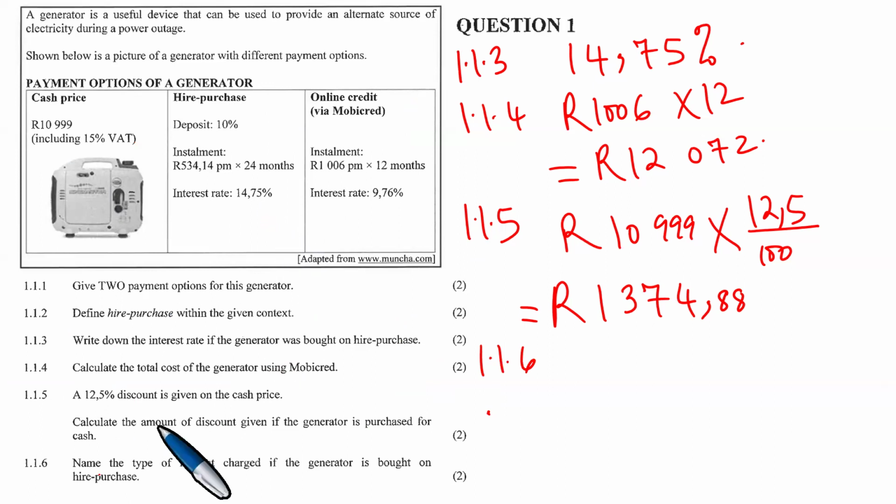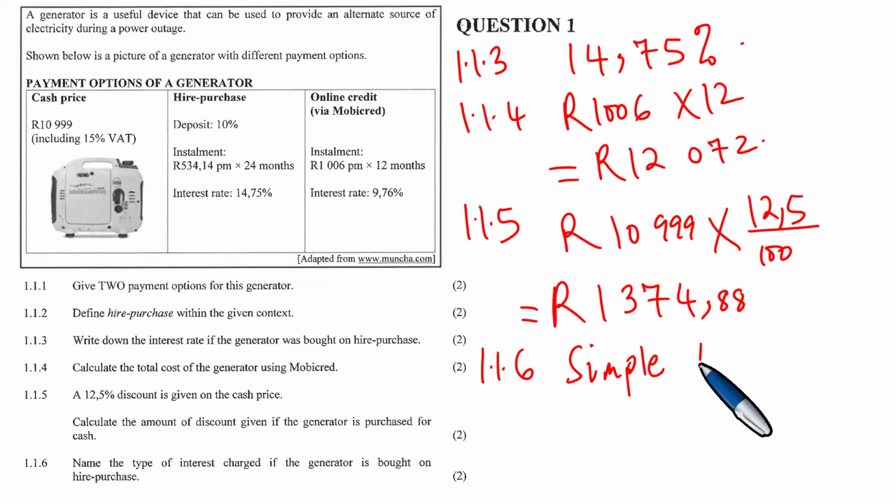This interest rate of 14.75% is subjected to an installment over a period of 24 months. And therefore, the interest we talk about on hire purchase is called simple interest. There is compound and simple interest, you remember those, right? So now this is called simple interest.